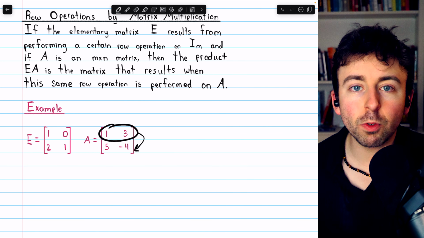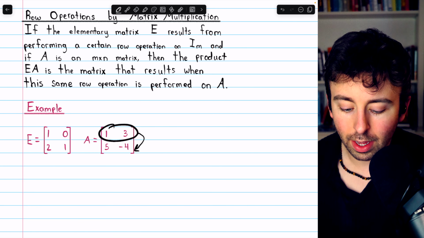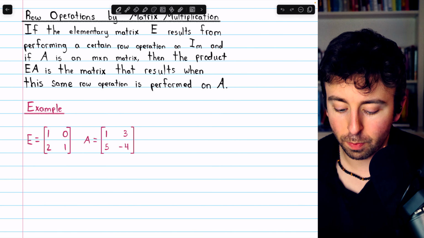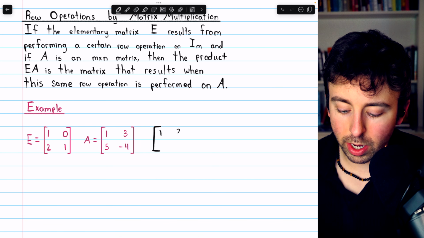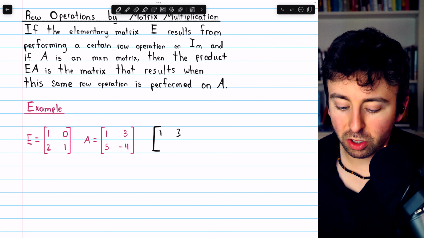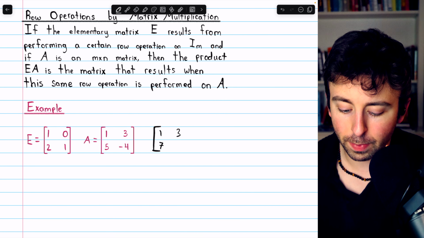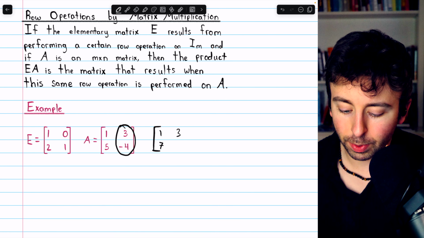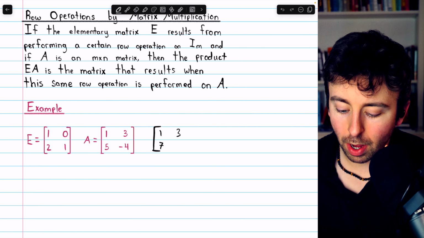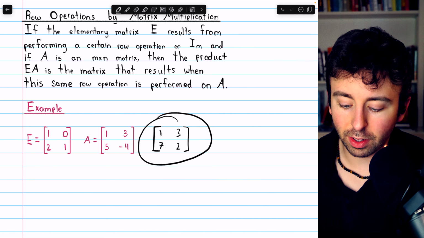The elementary matrix E encodes the row operation that was performed to obtain it. So the multiplication should produce 1, 3 in row 1, because row 1 is not changed at all. But in row 2, we should have 2 copies of row 1 added to it. So it should be 7, and then 6 plus -4, so +2. Let's actually do the matrix multiplication and see if this is what we get.